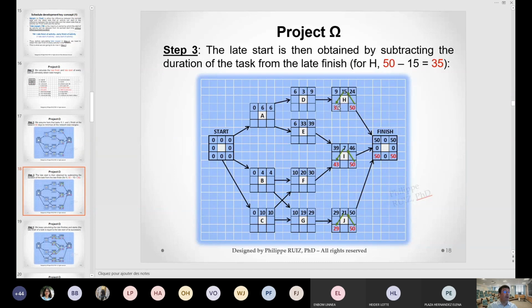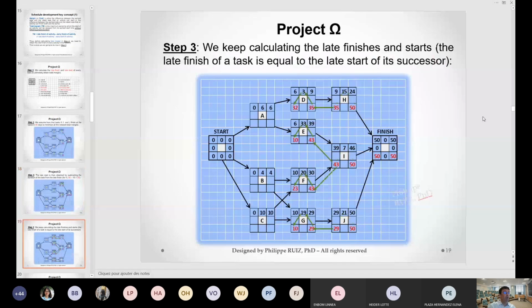I'm going to just summarize everything for you so you remember. That's the name of the task. That's the duration. Early start, early finish, late finish, late start. Okay, so I'm going to continue like this, and I'm going to compute all the values for all my cells. What is the next step?